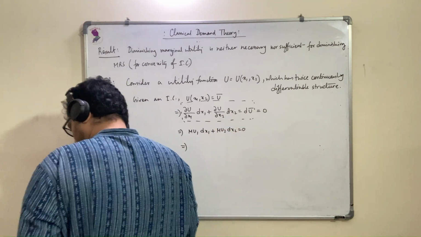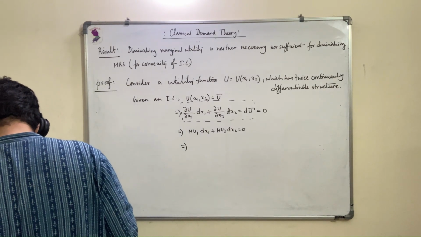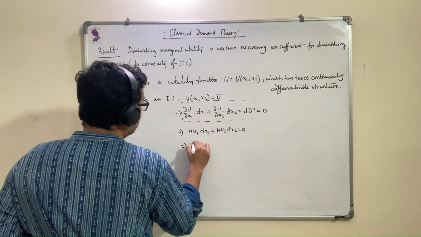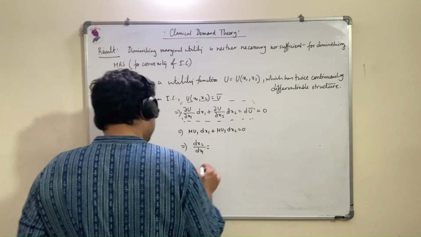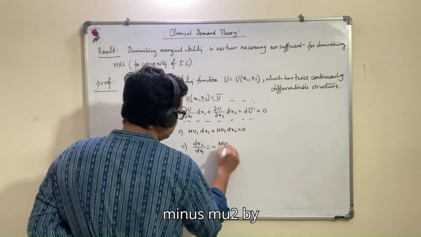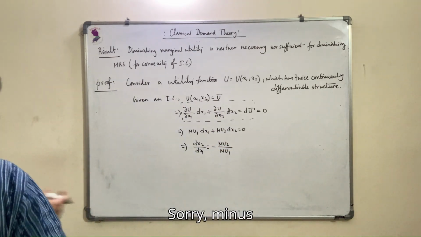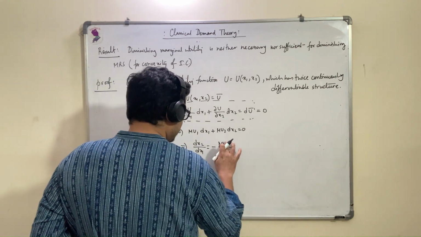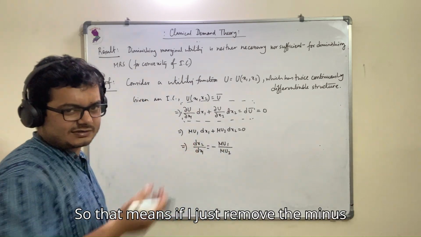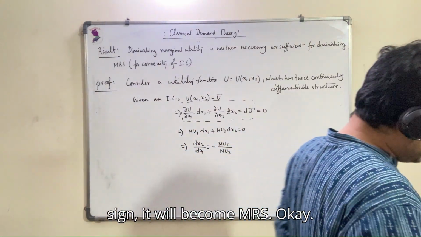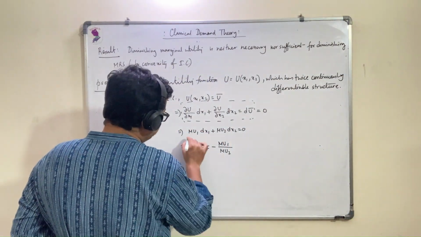And then if we go to our MRS, dx2 dx1 is equal to minus mu1 by mu2. Sorry, I said mu2 by mu1 earlier. So that means if I just remove the minus sign, it will become MRS. Okay.